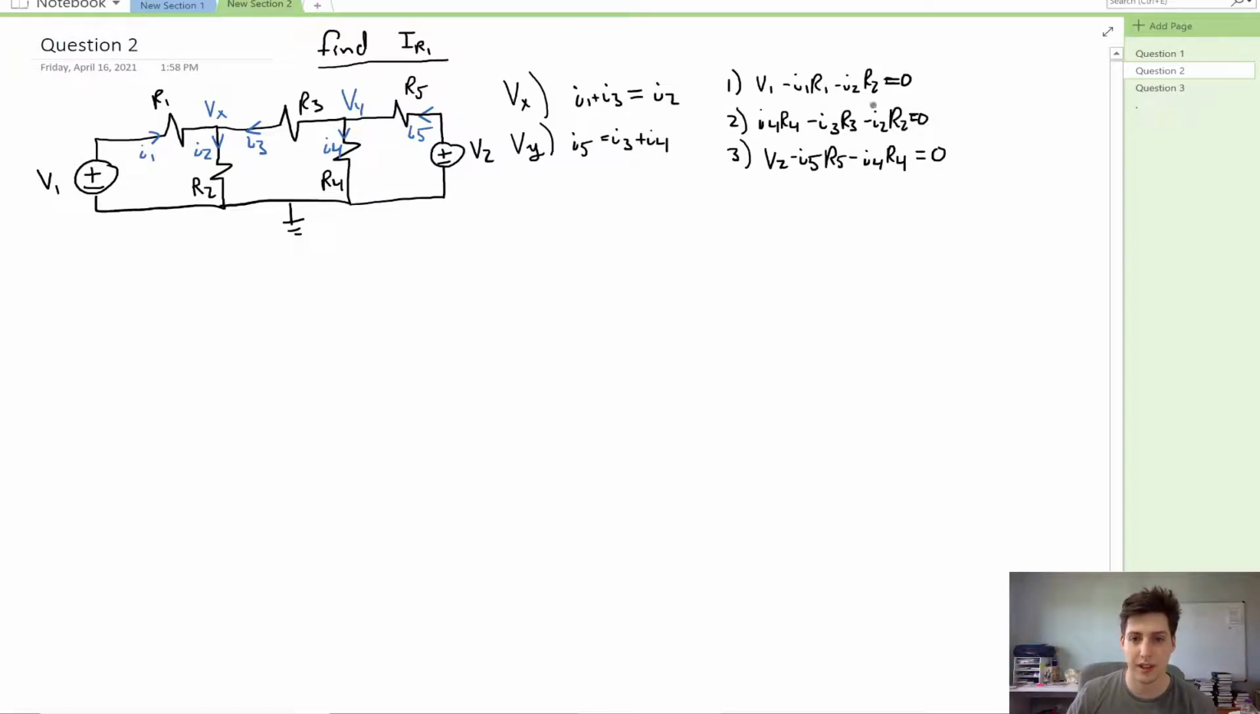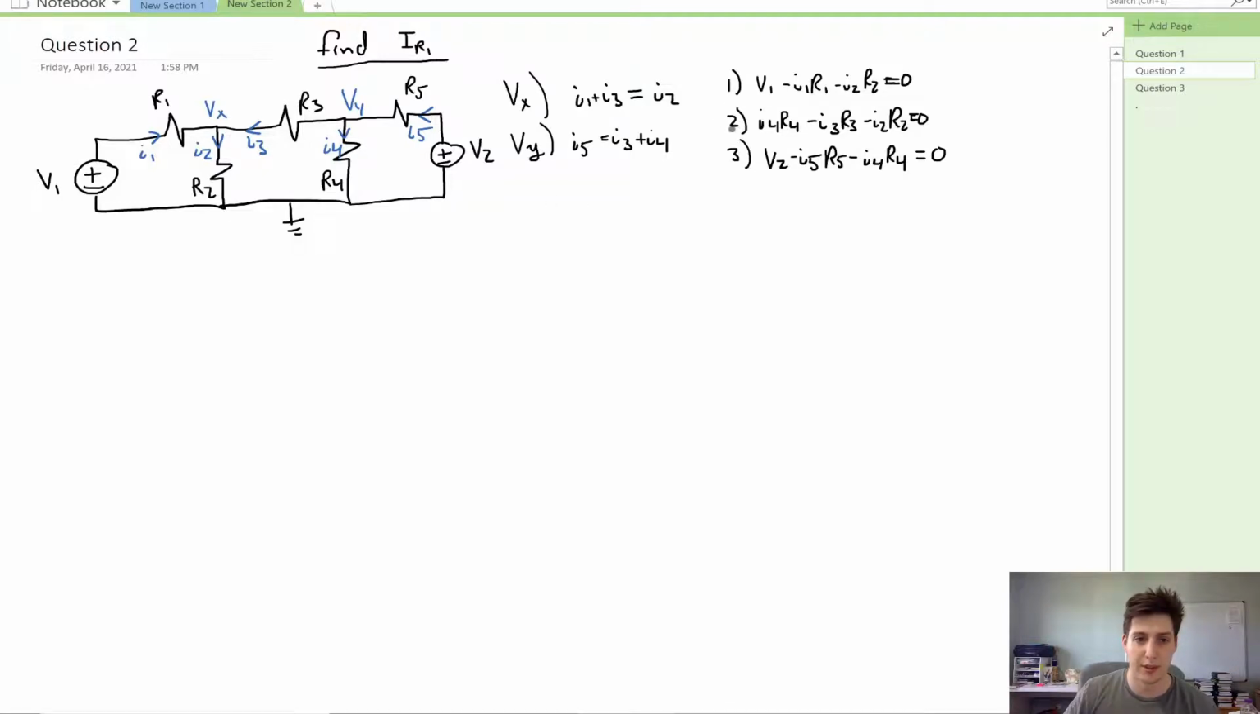Next, we can look at KVL for 3 separate loops. The first one we can go clockwise through, and we can start with going up to here to be VA, or V1, minus I1 times R1 minus I2 times R2. The third loop will be going counterclockwise around the rightmost part of the circuit, so we would have V2 minus I5 R5 minus I4 times R4 is equal to 0.